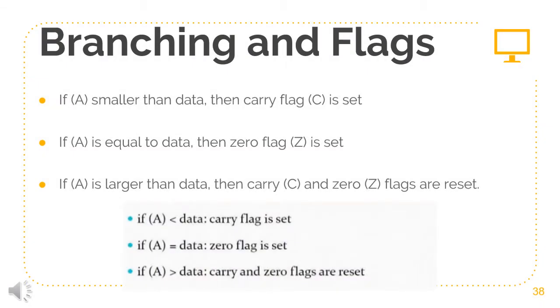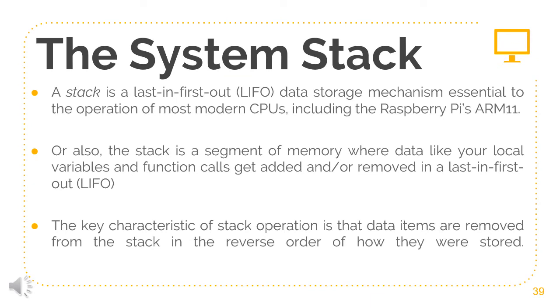If A is smaller than data, then carry flag C is set. If A is equal to data, then zero flag Z is set. If A is larger than data, then carry C and zero Z flags are reset. We have completed branching and flags.